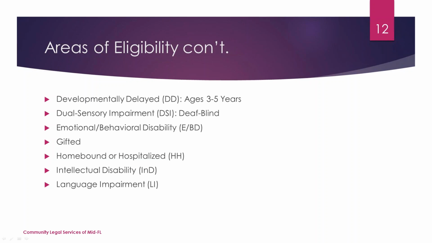Dual sensory impairment, that would be deaf, blind. Emotional and behavioral disability, EBD. Gifted, homebound, or hospitalized, typically that's called hospital homebound. Intellectual disability or language impairment. Hospital homebound is often used if a child cannot be in school, either through a medical issue, such as the student has leukemia, the student has an illness, or can also be used for children with school phobias, with children who are so behaviorally disordered that they cannot attend the public school.